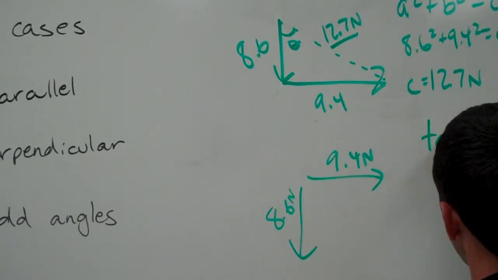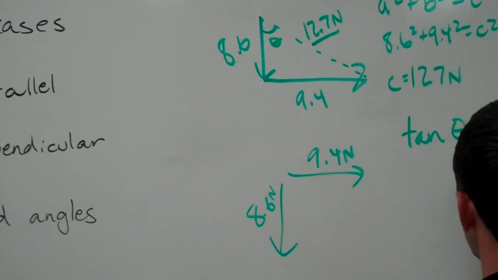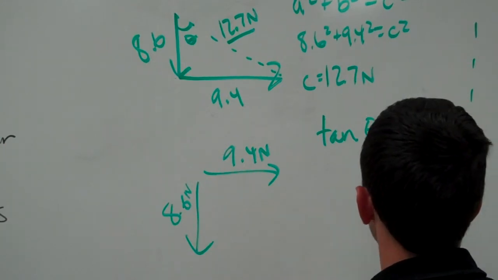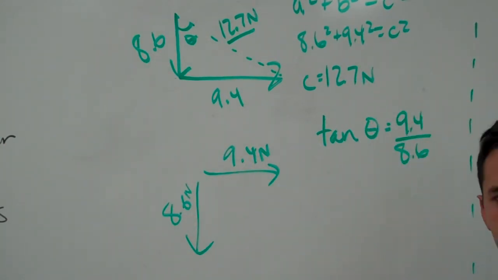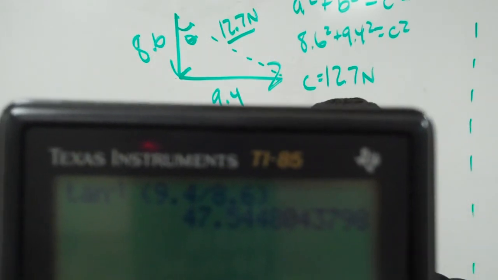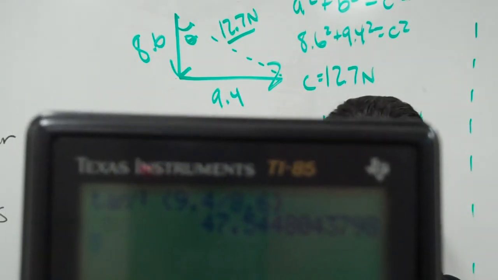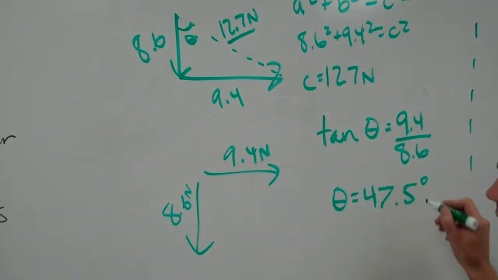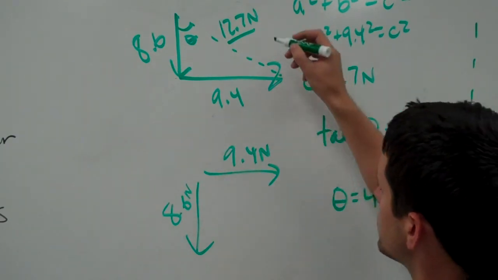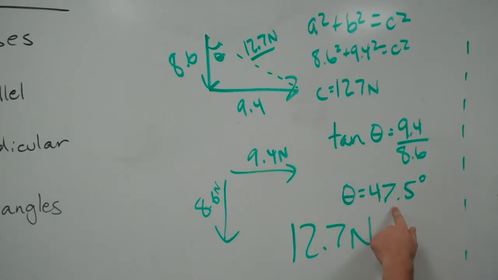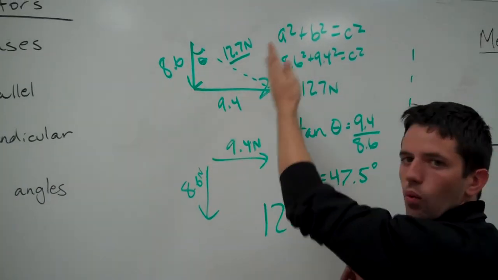So I'm going to do tangent of an angle I don't know equals opposite 9.4 over adjacent, which is 8.6. I'm going to plug it in the calculator. Remember, in the calculator, to move tangent to the other side, you're going to do the inverse. So Mr. May is going to show that to you. The inverse tangent is 47.5 degrees. So if I have my answer here, 47.5 degrees is my angle. What I would tell you is we have a value of 12.7 newtons at an angle of 47.5 degrees away from this vector.